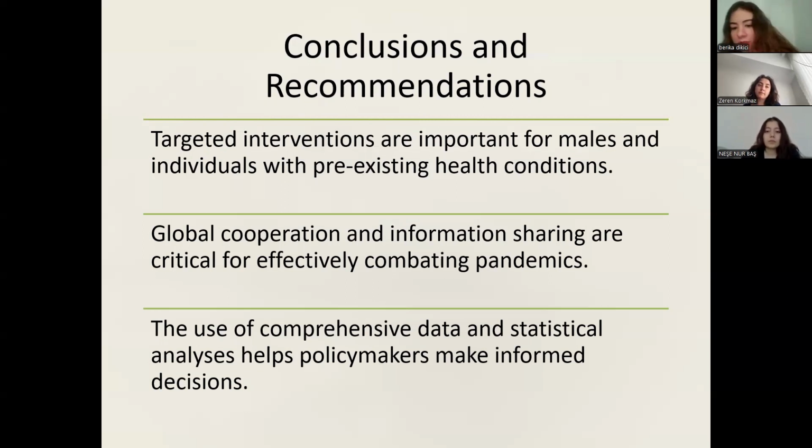Another conclusion: when we looked at the death rates by gender, we saw that men had higher death rates than women. And actually, we don't know the reason for this finding. The other conclusion: we found that people with pre-existing life-threatening health conditions, such as cardiovascular disease, diabetes, and chronic respiratory illnesses, had significantly higher death rates. With this result, we understood the importance of protecting these groups during pandemics and prioritizing them in elective treatments such as vaccines.